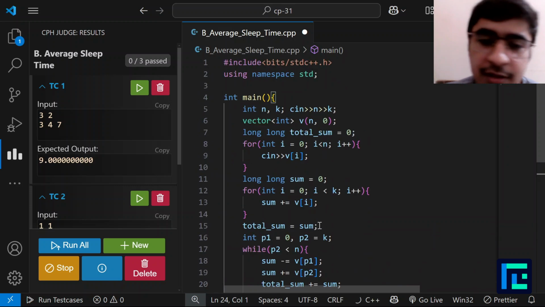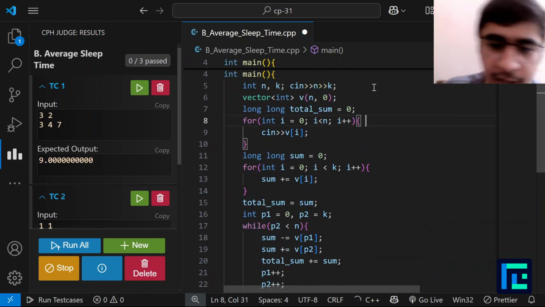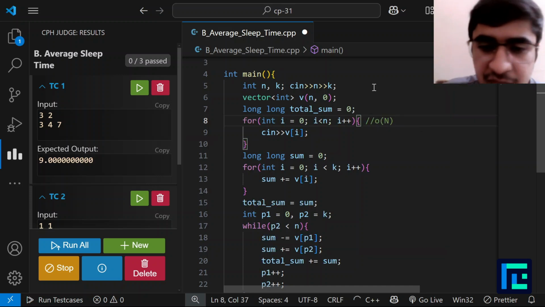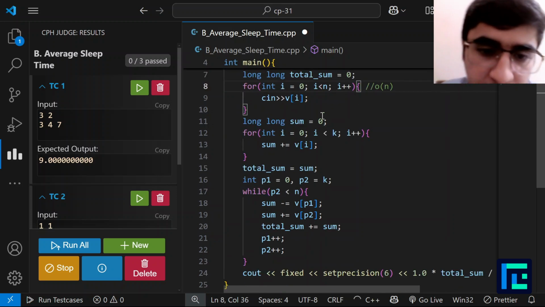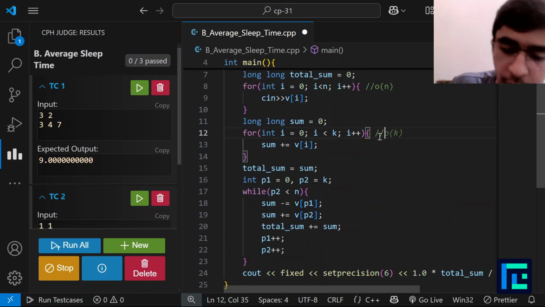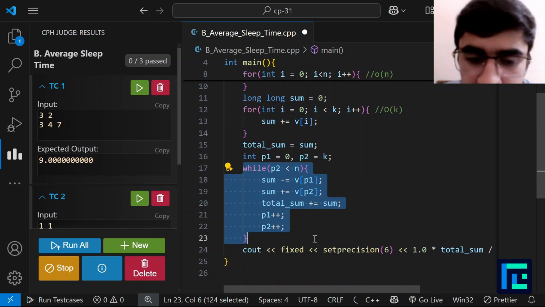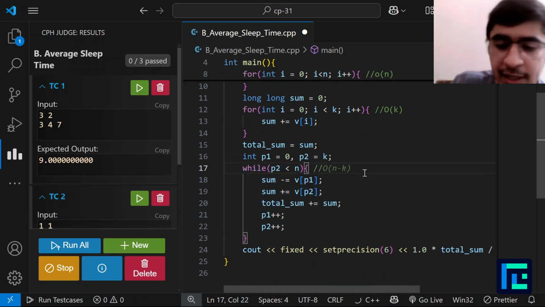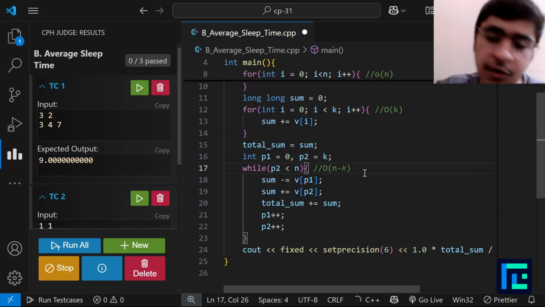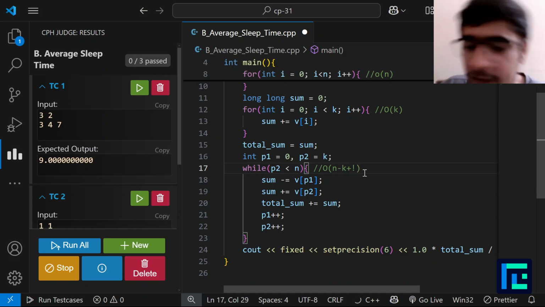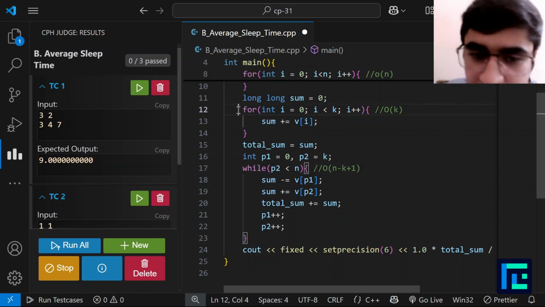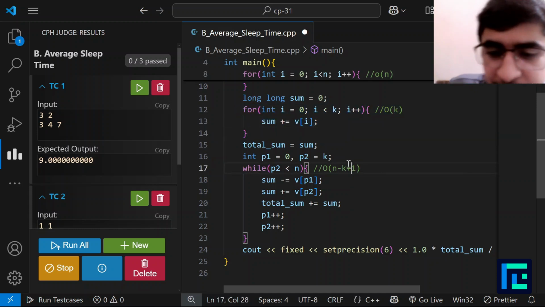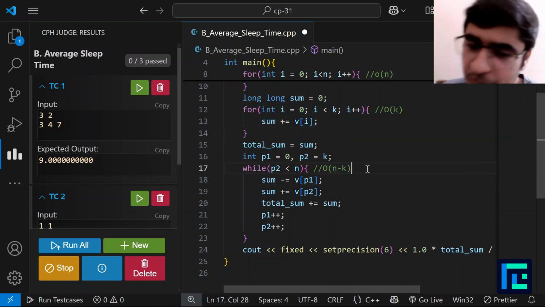So let's look at the time complexity of this solution. Taking the input is of order n. Then calculating the sum over here is of order k. Then this overall while loop, how many times will it run? In one iteration, it is calculating for 1 week. So it would run n minus k plus 1 at max, although it won't even be plus 1 since we have calculated the first week over here. So only n minus k weeks will remain.